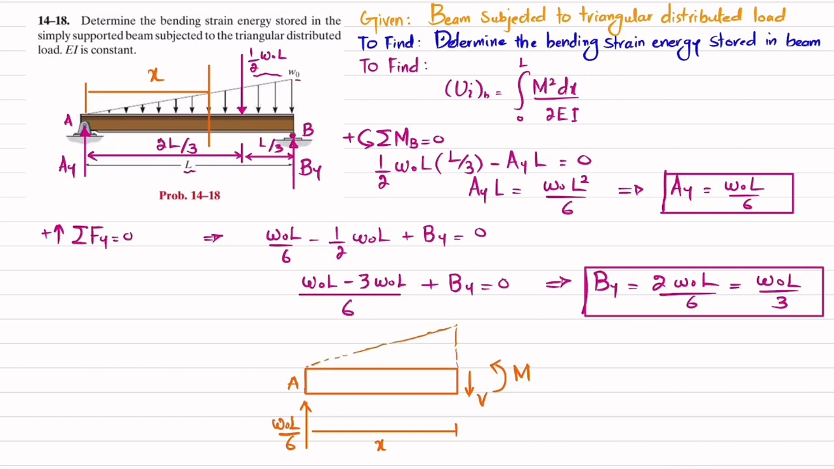Now you can see W0 is the magnitude at this end. So what will be the magnitude at this? So let W be the magnitude over here. Now you can see you have two similar triangles. One is this larger one, and the second one is this smaller one.